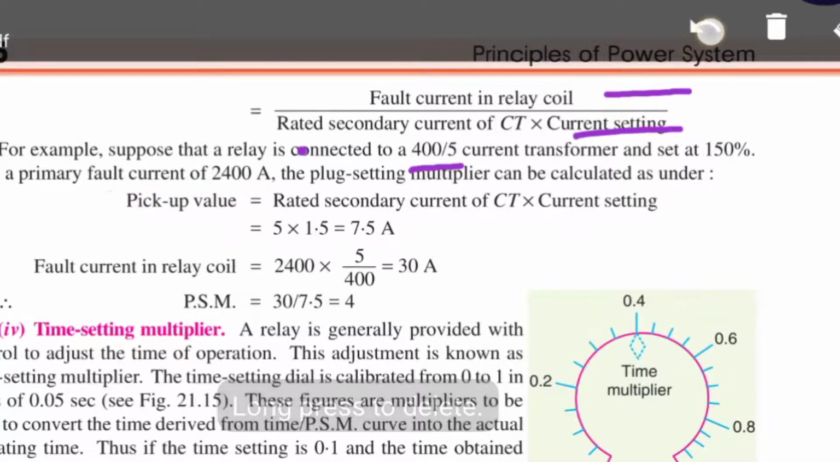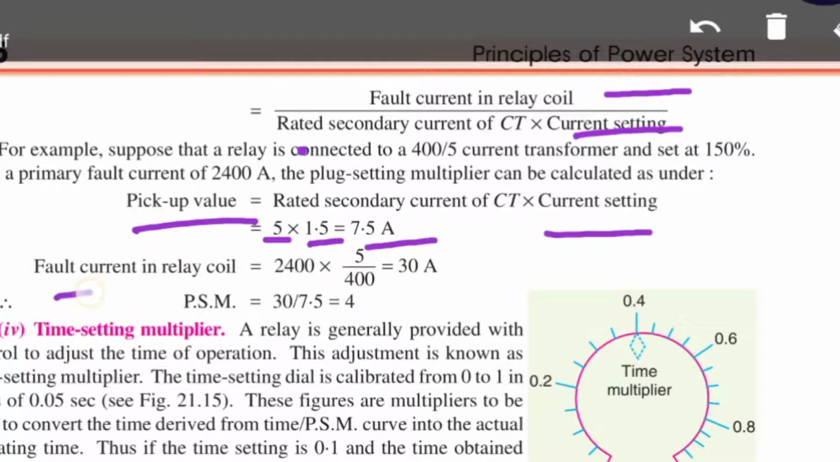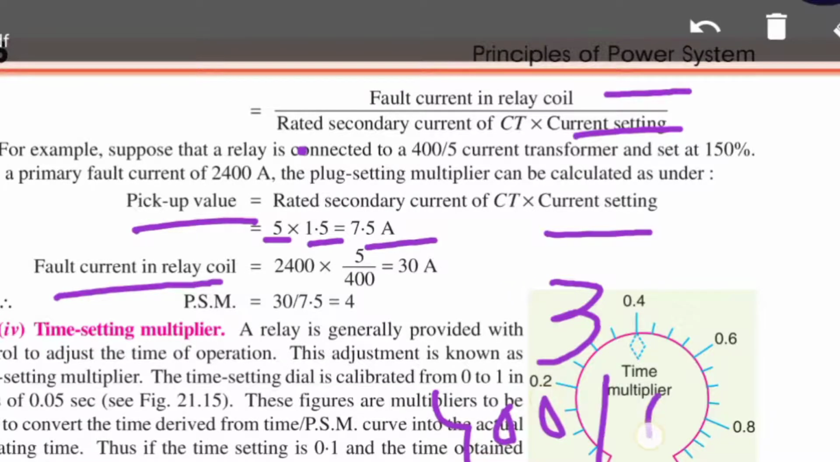Pickup value for that: rated secondary current of CT is 5 and current setting is 1.5, so it is 7.5. Now fault current in relay coil, if a fault current of 2400 amps flows, what is the secondary current of CT? The CT primary current is 400 amps and the secondary is 5 amps. For 2400 amps, that is 6 times, so 2400 into 5 by 400 gives 30 amperes. Fault current in relay coil is 30 amps.